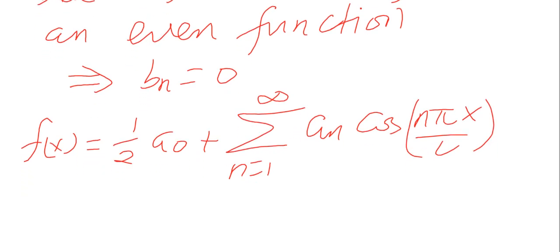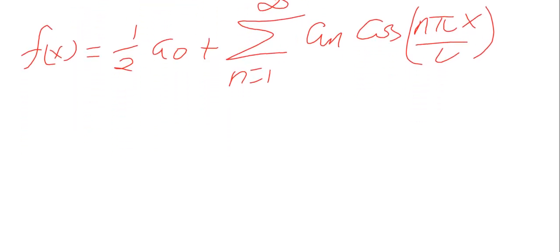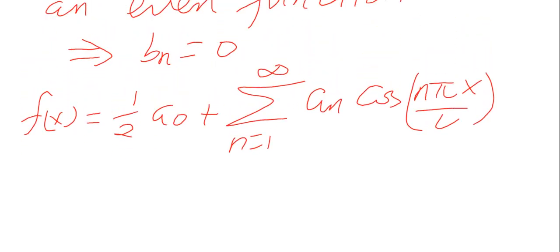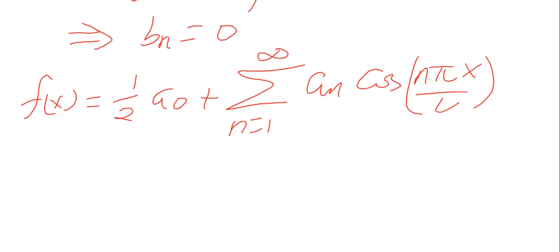Again, our L is 2. So this series will contain only the cosine terms, including the term a naught. We say including a naught because we can think of a naught as being an, but with n equal to 0. Because if we put n equal to 0 in the cosine of n pi x over L, we get cosine of 0, which is 1. And that will give us the term a naught.